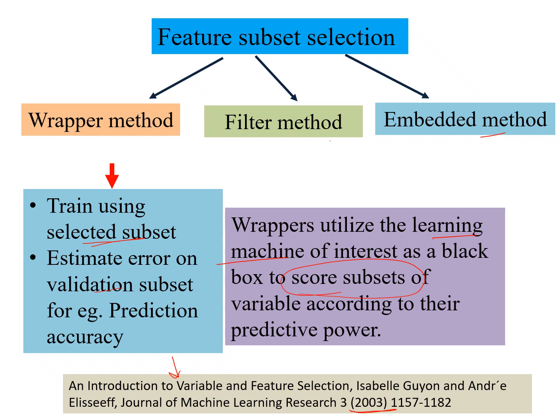This is more of a supervised method because we are validating the subset by its accuracy, which means we have the ground truth available with us.